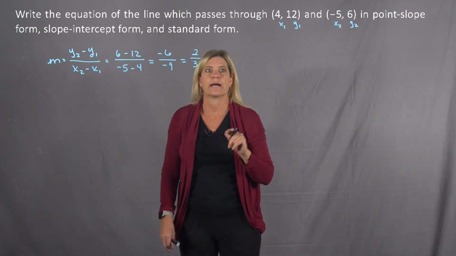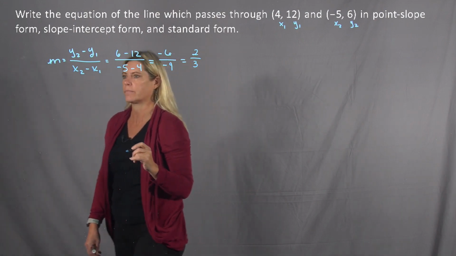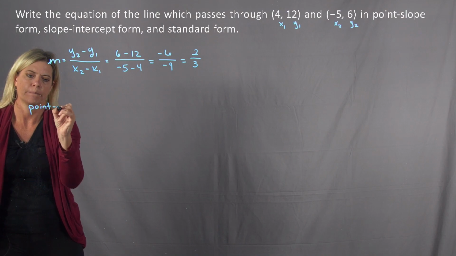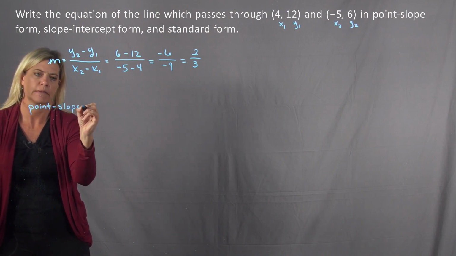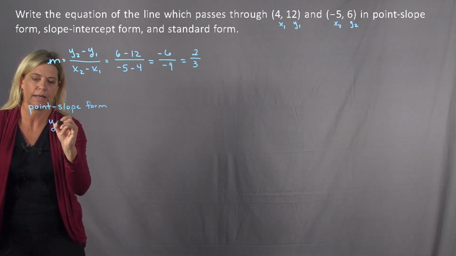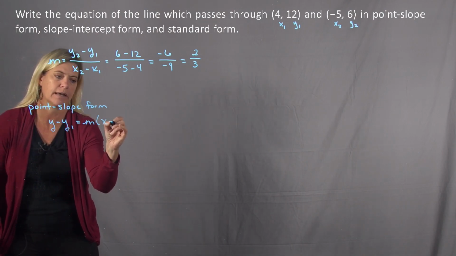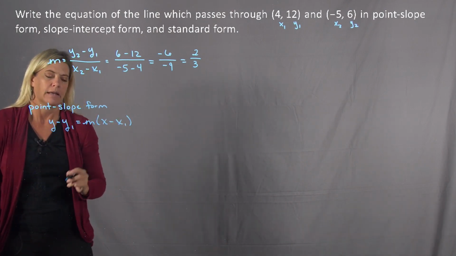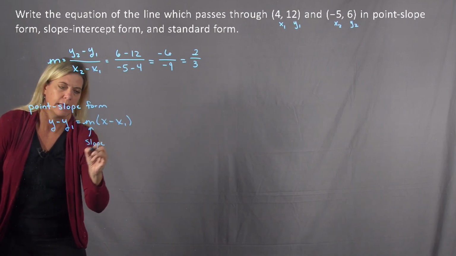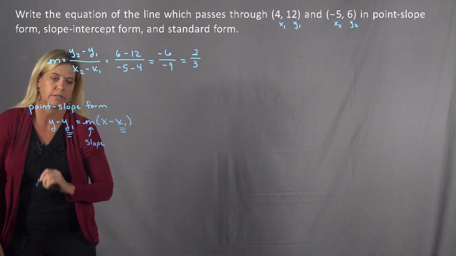Now let's write the equation of the line in point slope form. Point slope form means that you have a point and a slope. So it is y minus y1 is equal to m times the quantity x minus x1. This is your slope, and the point here is your x1 and y sub 1.